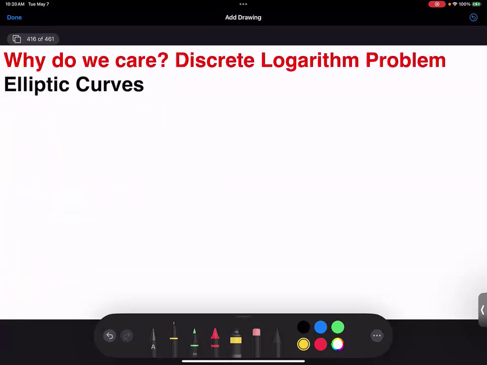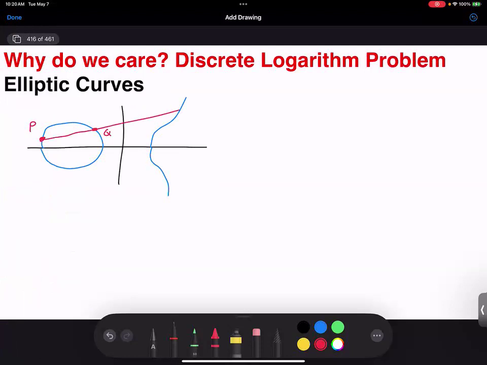Okay, so let's return to why do we care? Here's another application of the discrete log problem. It's the discrete log problem for elliptic curves. So let me give you an elliptic curve, and I'll draw it like this, say. And again, use your imagination that I'm drawing this really well. I'll take 2 points on the elliptic curve, say P and Q. I draw the line connecting them. It hits the elliptic curve, and then I reflect downward. And this point over here is going to be P plus Q.